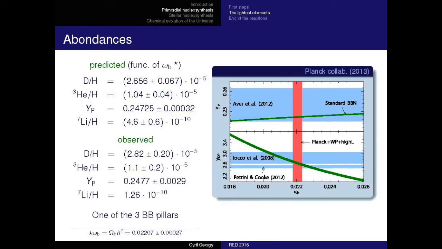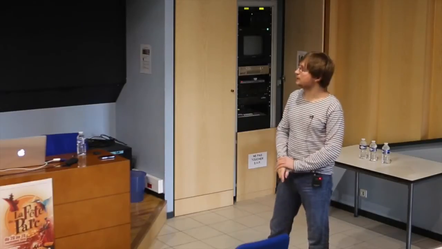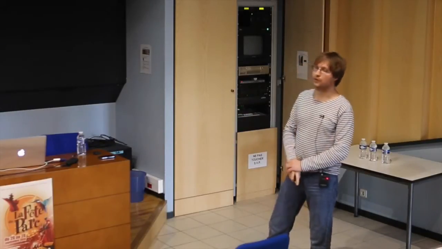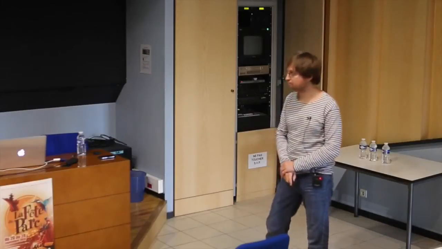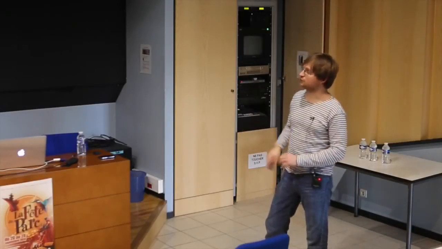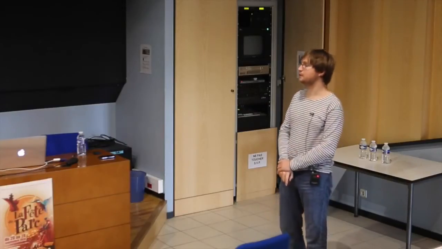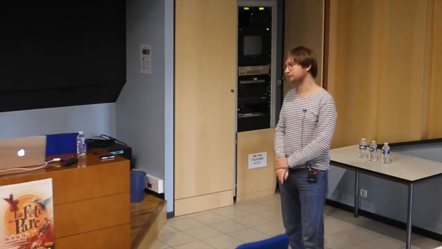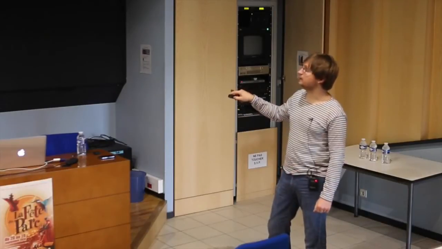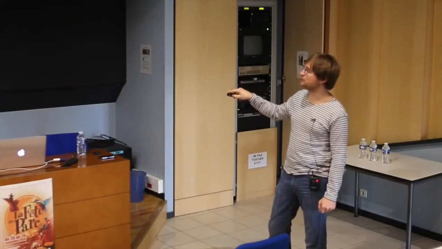nucleosynthesis. This number is fixed by other means. It's not just because this number works the best. You have other ways of determining this fraction of baryons in the universe, and thus it's a way to check that the standard model for cosmology, the lambda CDM model, is robust. So this is one of the pillars of the Big Bang. You can see that these three numbers here work pretty well.